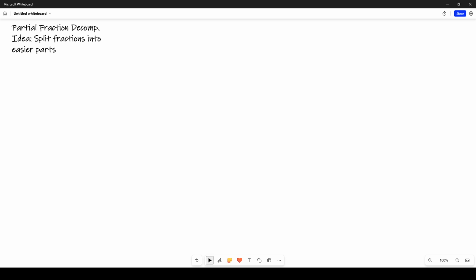Hey everyone, so in today's video we're going to go over partial fraction decomposition and a practice problem. So the idea of PFD is that we can take fractions and split them into easier parts that might be nicer to work with. A motivation for this is you already know the reverse of this.